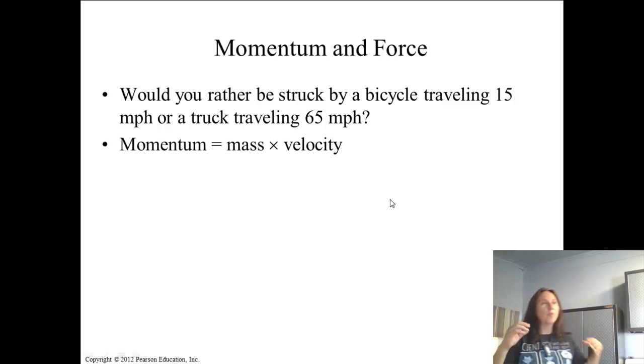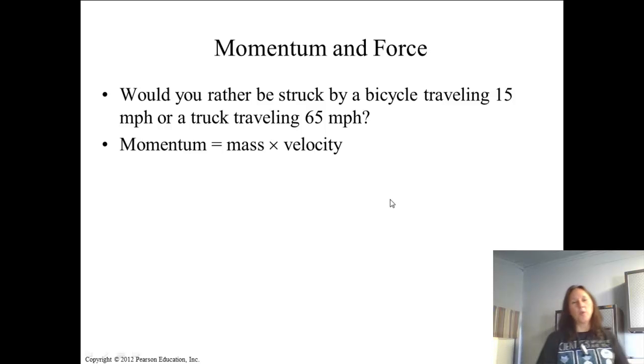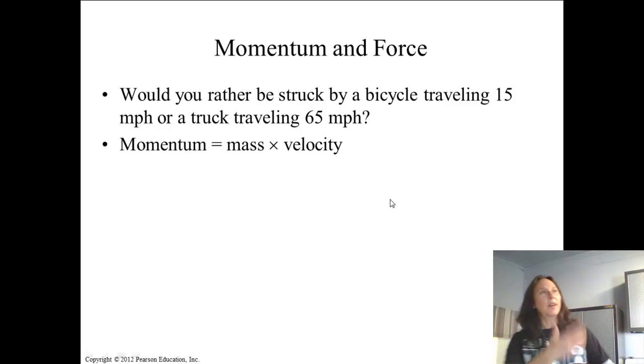So the momentum that we feel upon collision is related to the mass of that object and how fast it's moving. Actually, not just how fast it's moving, but also what direction it's moving. It makes a difference. So momentum also has what we call a vector, or a direction, to it. Momentum is mass times velocity.